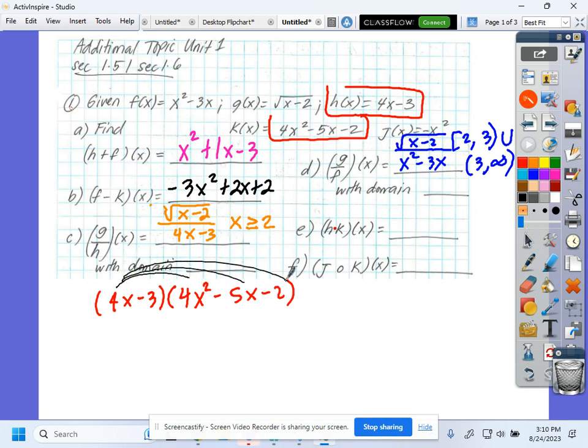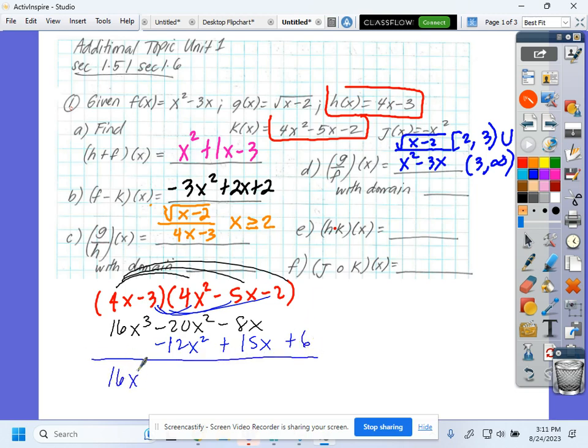So 4x times 4x squared will be 16x cubed. 4x times negative 5 is negative 20x squared. 4x times negative 2 is negative 8x. Now you do the next term. Multiply it to all of them. Negative 3x squared gives negative 12x squared. Positive 15x. And positive 6 here. So 16x cubed minus 32x squared plus 7x plus 6.